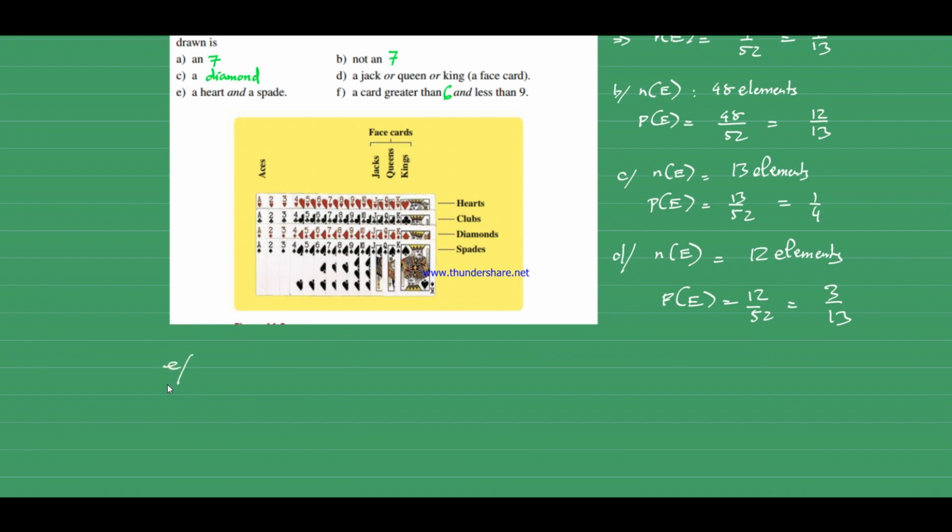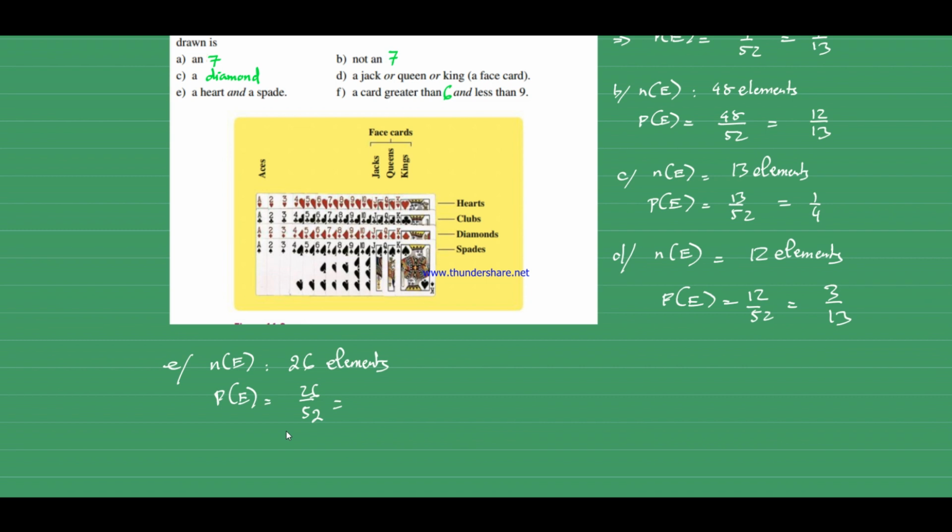And E, heart or spade. So let's see how many hearts or how many spades. So we have 13 hearts, 13 spades, 26 elements. Okay, so the probability over here will be 26 over 52, which is... Oh, this is heart and spade. This is heart and spade. We don't have heart and spade, right? I'm sorry.